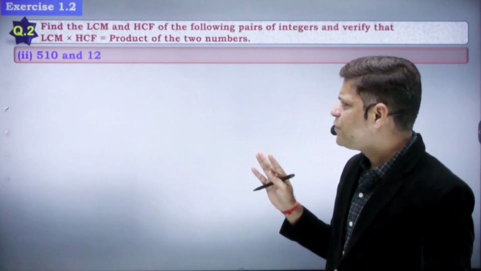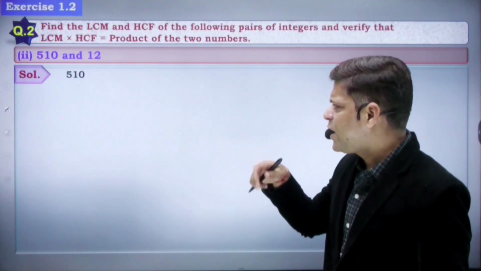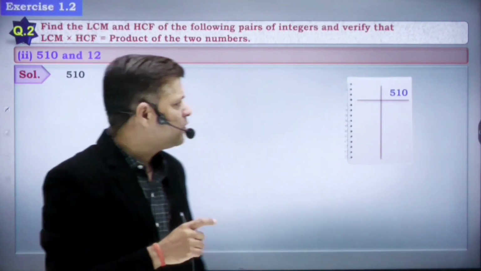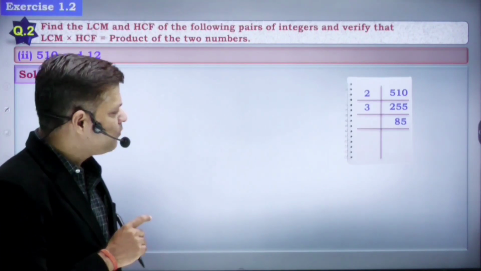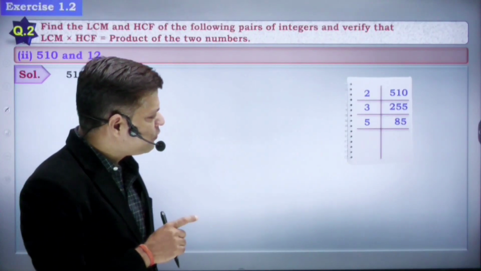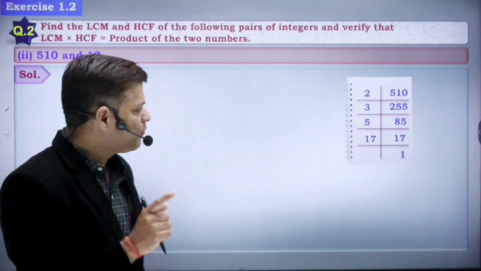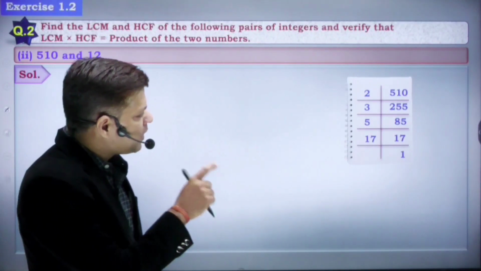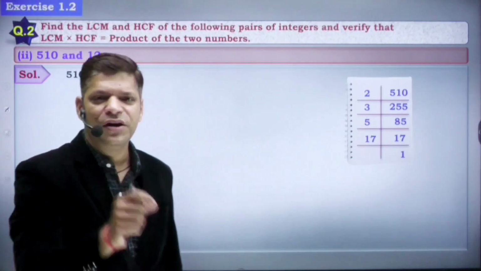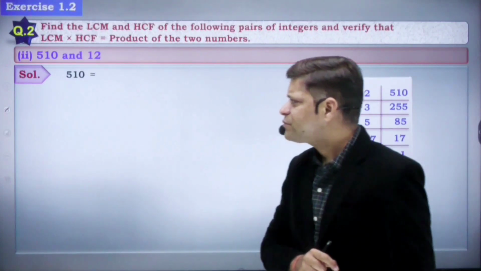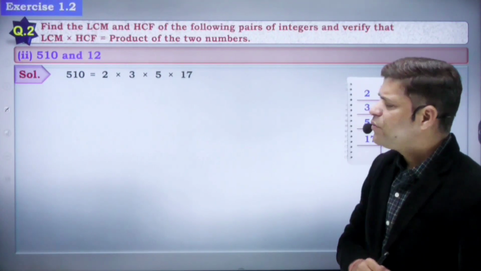So the first question we are given is 510 and 12. First 510. So when we find the factors of 510, it will be divided by 2, then divided by 3, then divided by 5, then it will be 17, then 17 divided by 17, it will be 1. So here we found that the prime factorization of 510 is 2 into 3 into 5 into 17. So we write down the prime factorization of 510 is 2 into 3 into 5 into 17.